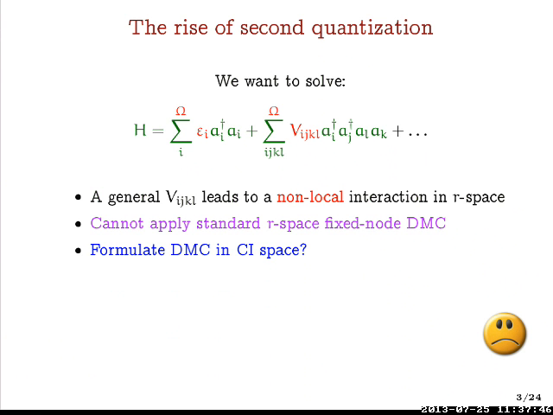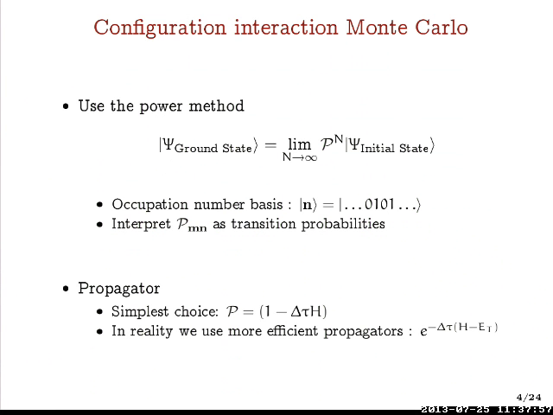So what we'll try to do is try to formulate diffusion Monte Carlo in a CI space. By CI, I just mean a basis of occupation number basis. Okay, so I think this is known to pretty much everyone in this audience. What you do in diffusion Monte Carlo is you use the power method. So you have some propagator, you apply it many times on some initial state, and if this state has a non-zero overlap with your ground state, you eventually project it out. The difference here is that we are going to use the occupation number basis. The walkers, so to speak, are just a bunch of ones and zeros. They're either occupied or unoccupied. And what we want to do is interpret the transition matrix elements of this propagator in our occupation number basis as probabilities.